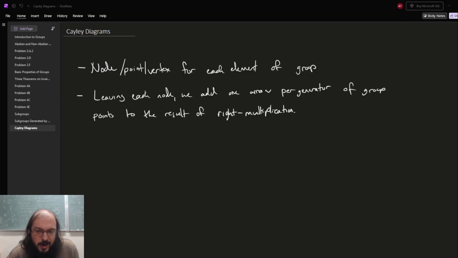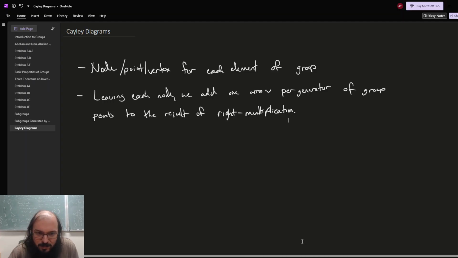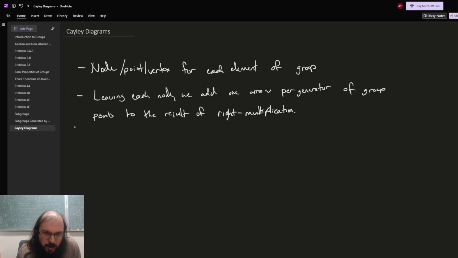If you have to draw a Cayley diagram, you should go get your marker whiteboard or your blackboard behind you, and be prepared to do a little bit of messing around before you get it right. Okay, so let's take a look at our examples.